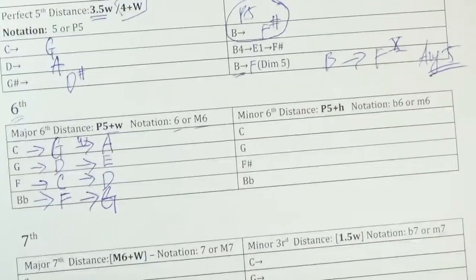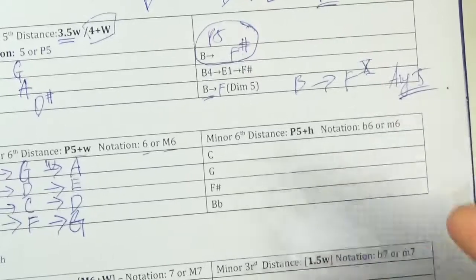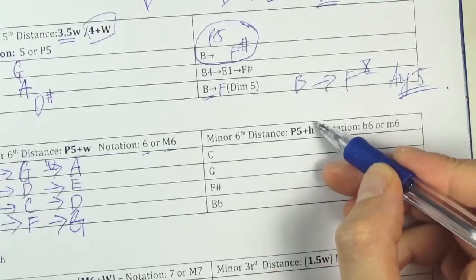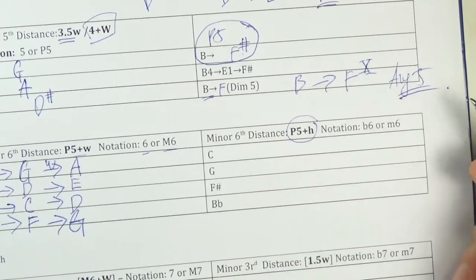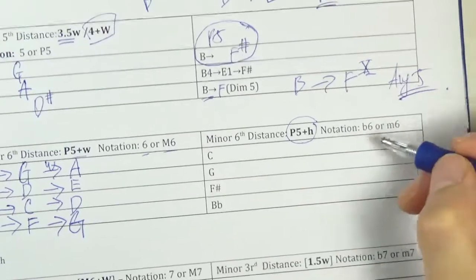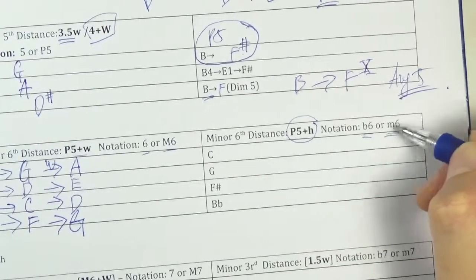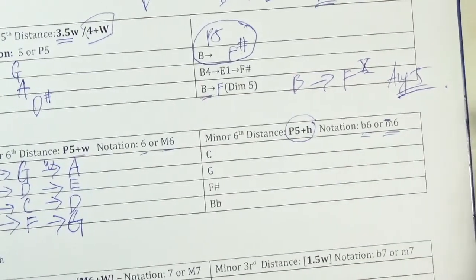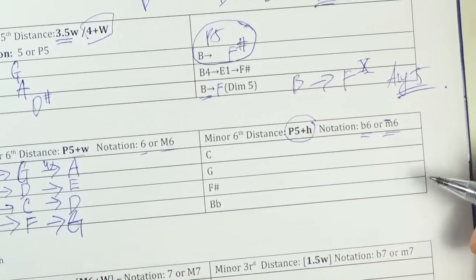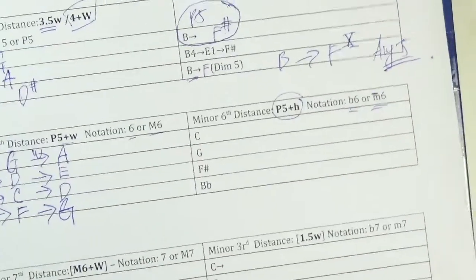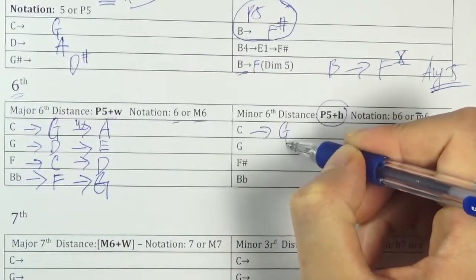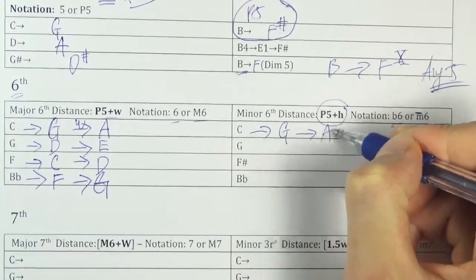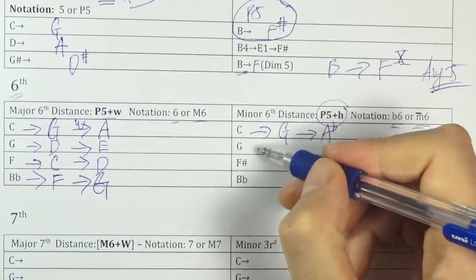Okay. Let's do minor 6. The distance for a minor 6 is perfect fifth plus a half step. Notation-wise, it's a flat 6 or just a lowercase m, with the dash above it, and then put down a 6. All right. For example, you can go to G first, and then you should get an A flat.